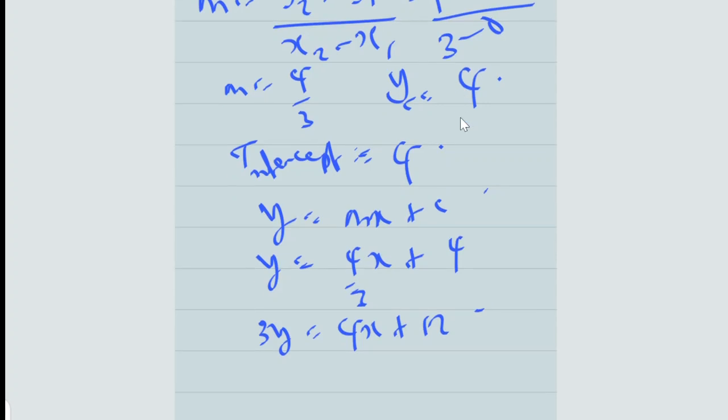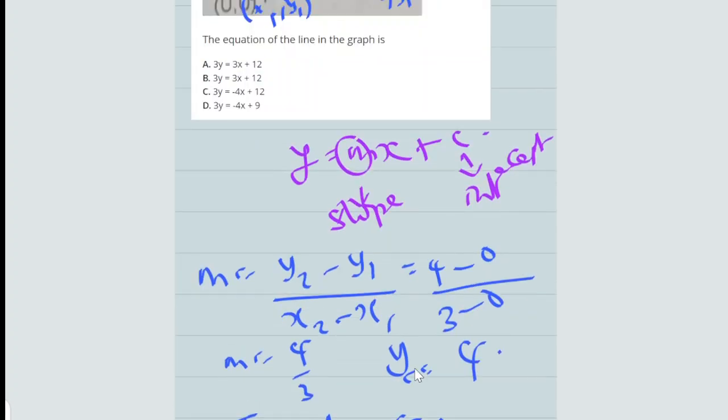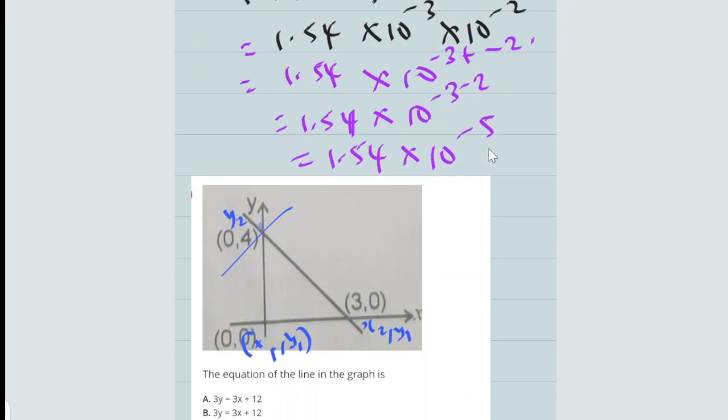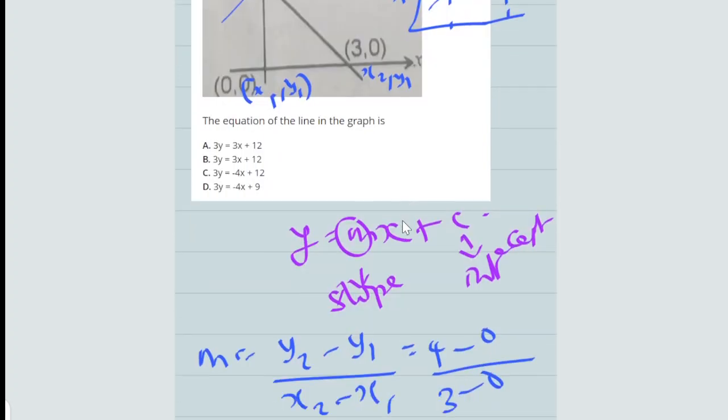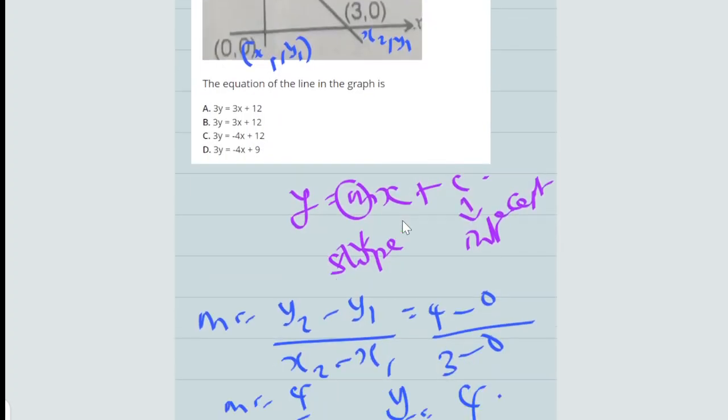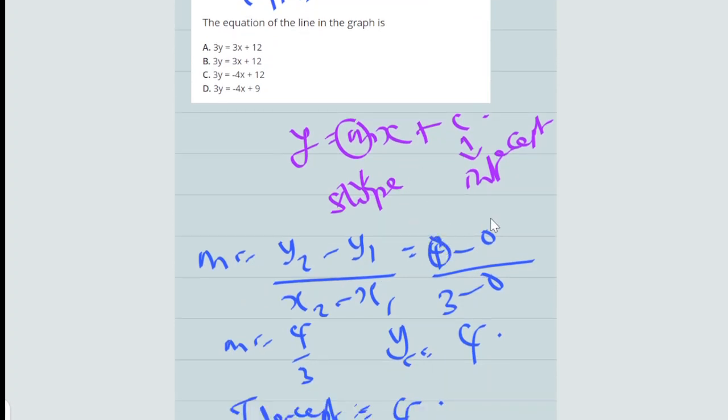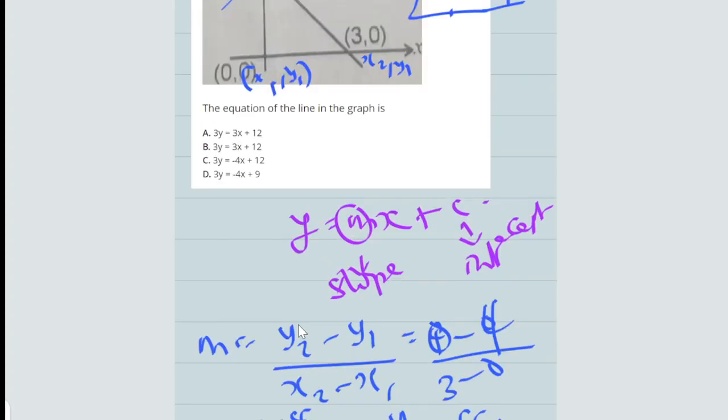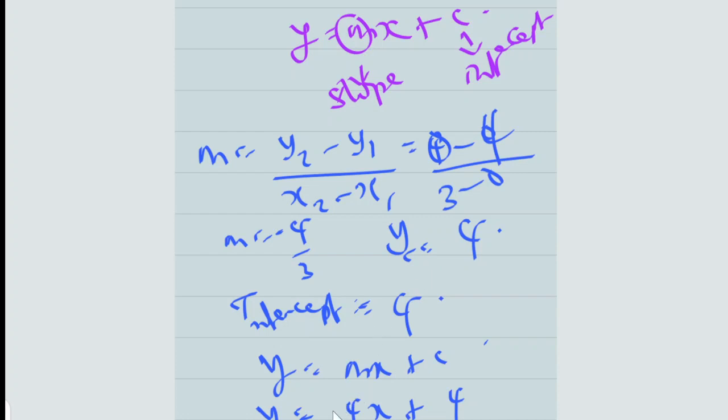I think we made a mistake. Yeah, sorry, I think I see the mistake I made. If your graph goes like this, our slope should be here, and that's when you have your y2, y1, x2, x1, but they've interchanged it. So I think since they've interchanged it, the positions will change. This should be 0 minus 4. I'm sorry, so this should be minus 4 over 3.